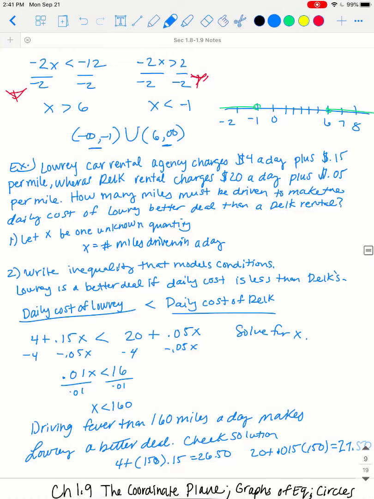What does this mean in words? That means driving fewer than 160 miles a day makes Lowry a better deal. Then we check the solution to make sure it makes sense and that we didn't make any numerical errors. I'm going to choose something less than 160. I chose 150: 4 plus 0.15 times 150 is $26.50 for Lowry. Checking with Delk, I have 20 plus 0.05 times 150. That's $27.50. Therefore, Lowry is better than Delk in that case.